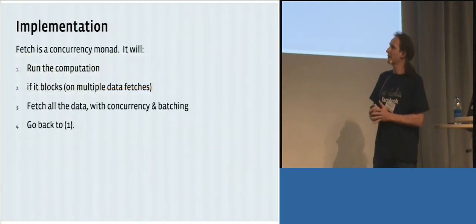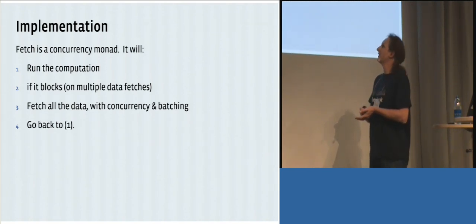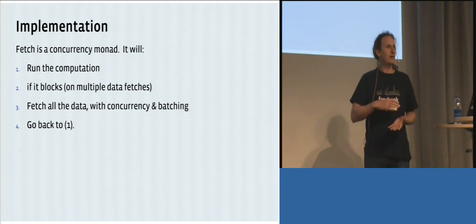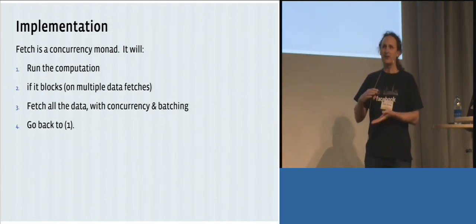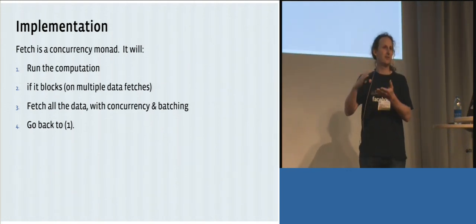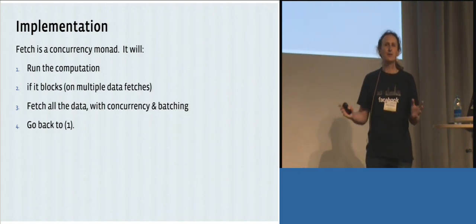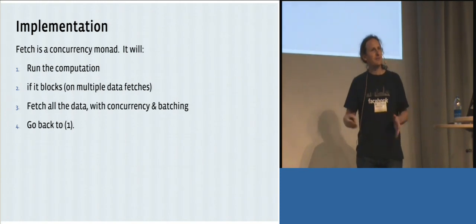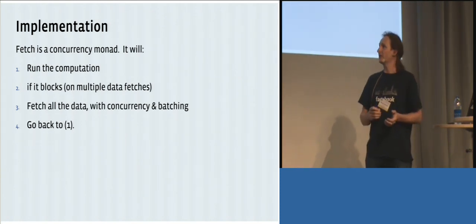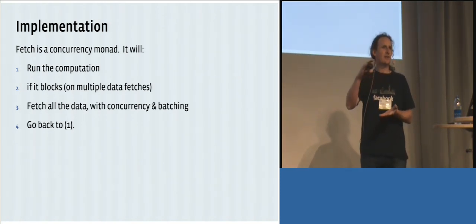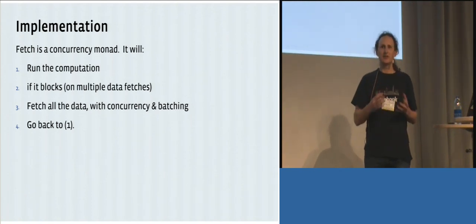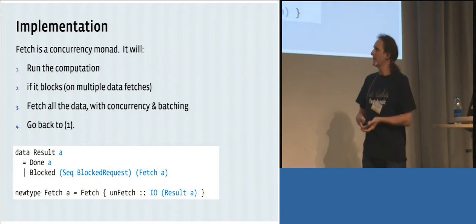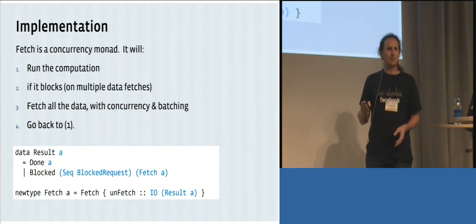So let's talk about the implementation. Fetch is going to be a concurrency monad, and it will work in a series of cycles. In each cycle, we run the computation as much as possible so that we can collect all the data fetches that need to happen. Then we fetch all the data using concurrency, using batching as much as we can, and then go back to 1. That cycle repeats until the computation is complete and we fetch all the data and we have the final result. So we need a result type for our monad.